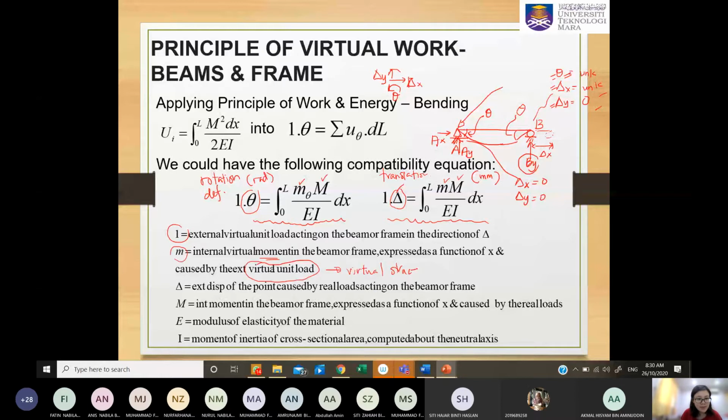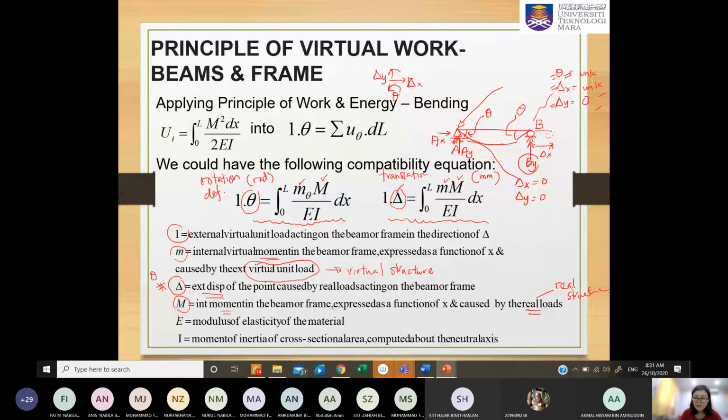Delta is the external displacement caused by the real load. This is what we want to determine, either this delta or this theta. Different names: one is rotational, one is translation. Big M is the moment of the beam or frame caused by the real loads, so we can say this is from the real structure. Then of course we have material properties and sectional properties here. E is the modulus of elasticity, and I is the moment of inertia.